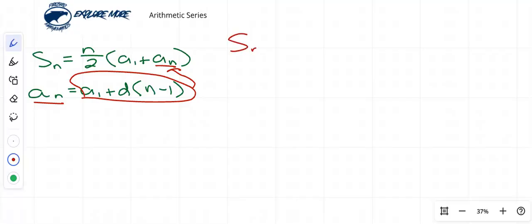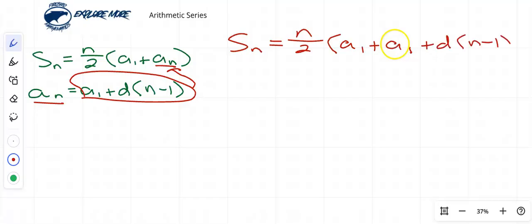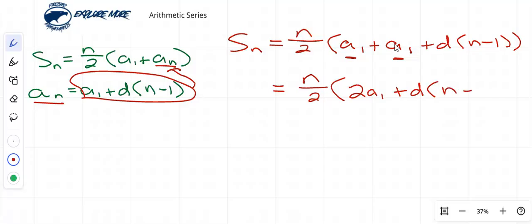And so if we do that, the sum of the first n terms is n over 2 times the first term plus all of this stuff that we just circled, which would be the first term plus the common difference times n minus 1. Okay, and if we look, we can combine like terms. The most simplified version would be a1 plus a1, which is 2 times a1, plus the common difference times n minus 1. So this would be another way we could write this formula. If you want to jot this down, this would be great.